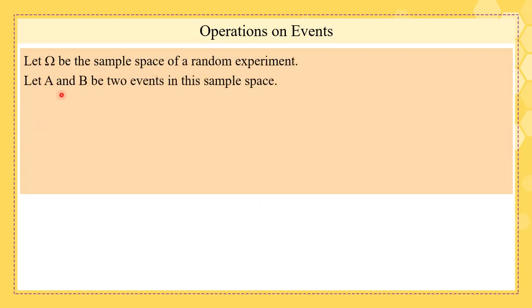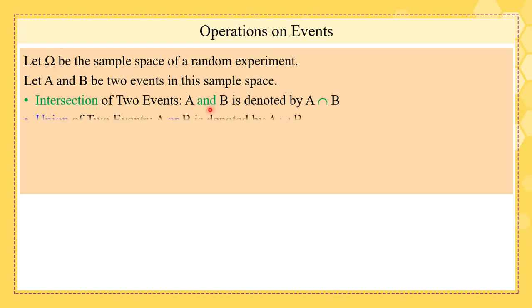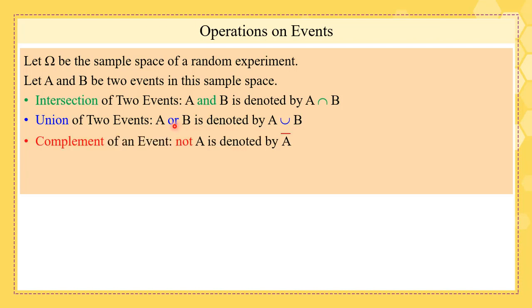Now omega is the sample space and A and B are two events in this sample space. The intersection of the two events A and B is written as A intersection B and it's expressed verbally as A and B, using the conjunction AND. The union of the two events A and B is written as A union B and it's expressed verbally by the conjunction OR. And the complement of an event A is written as A bar, this bar, and it's expressed verbally using the conjunction NOT.